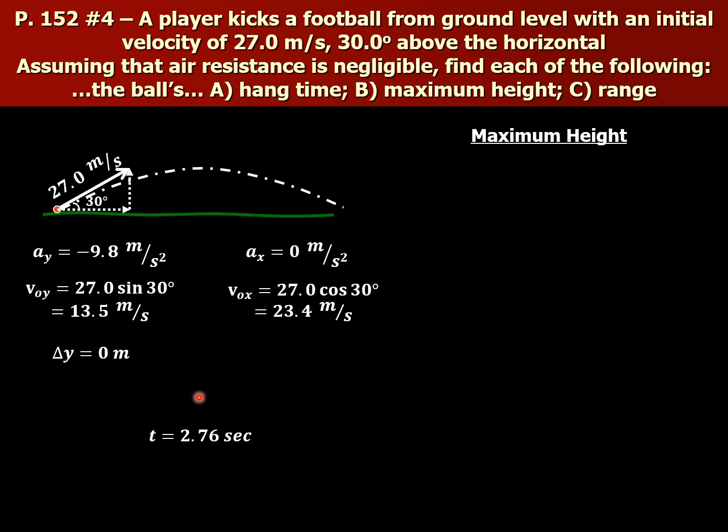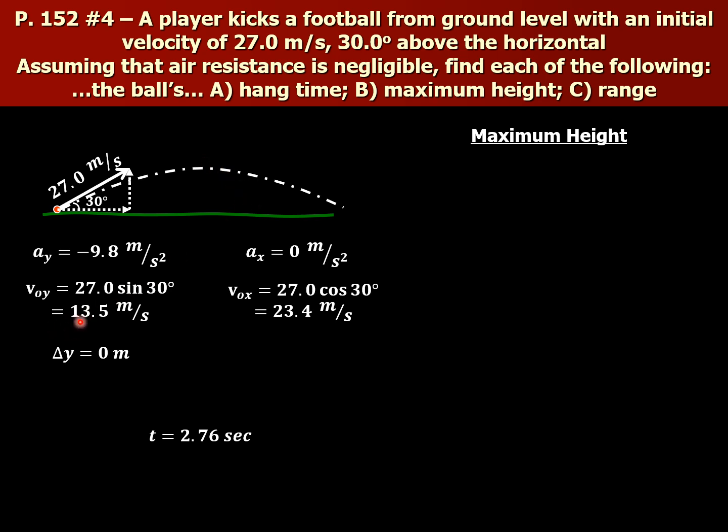However, I want to show you a way that works every single time. Now, the y velocity starts at 13.5 going upward, but it loses 9.8 meters per second every second. So the velocity in the y direction is going to be equal to 0 when it gets to the top before it starts coming back down.